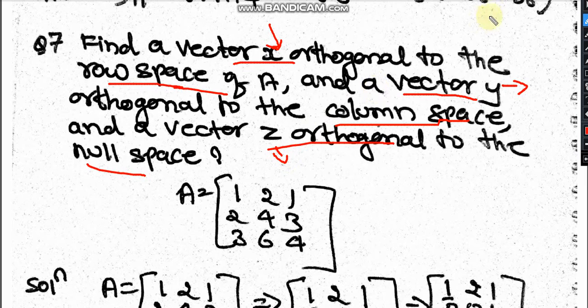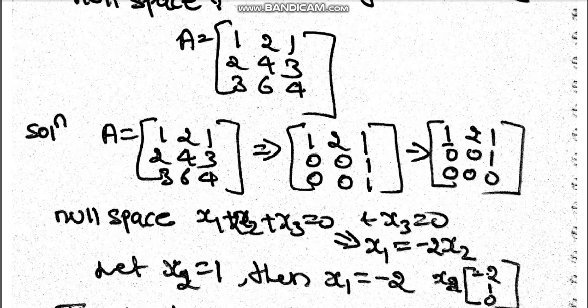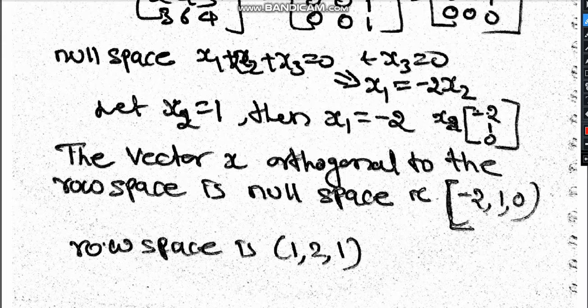So this is for the matrix A given. Reduce A to U, or we can even reduce it to R. When you reduce it to U and equate it to 0 for the null space, you get x2 as a free variable. If I take the value of x2 equal to 1, you have the vector (-2, 1, 0). That is your null space vector, and x is orthogonal to the row space, that is, it is in the null space.